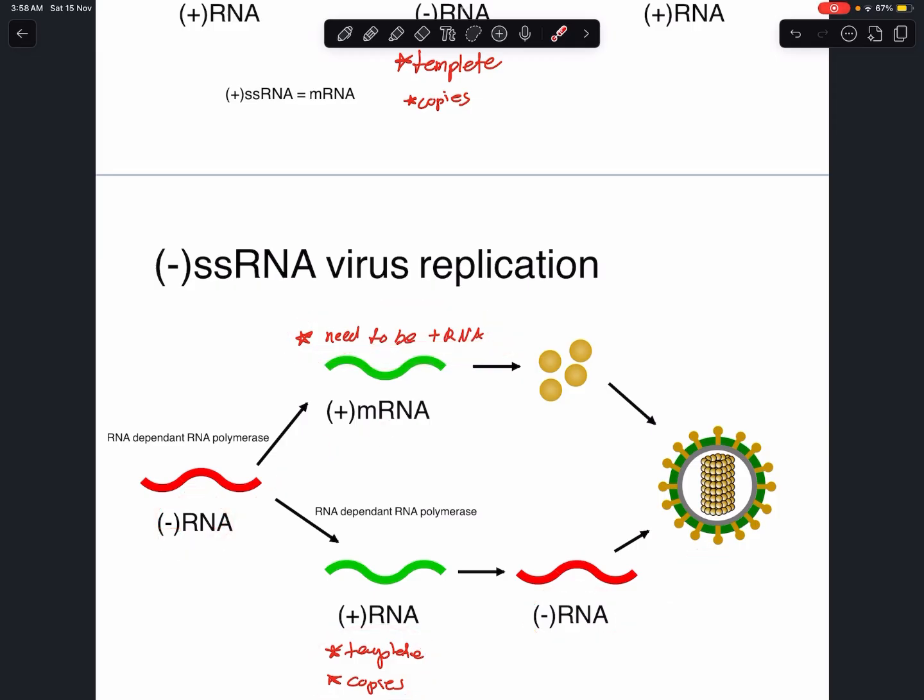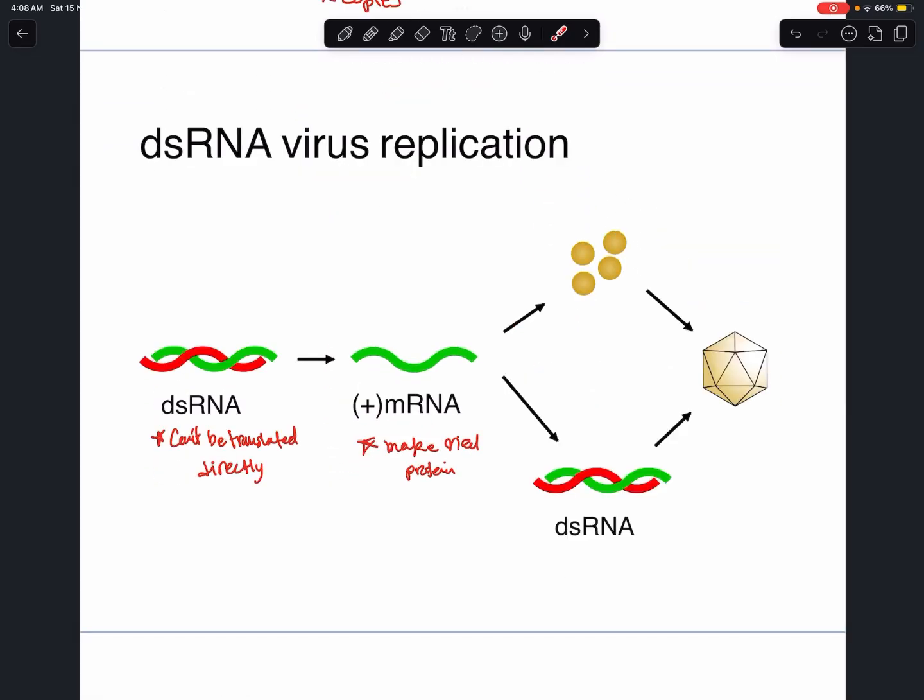Now inside the proteins, yes, it needs to be a positive RNA, so the negative needs to be turned into a positive RNA. Here, for double-stranded RNA virus, it cannot be translated directly. It needs first to be positive RNA, then becoming the original double-stranded RNA. And this is going to be the viral protein, of course.